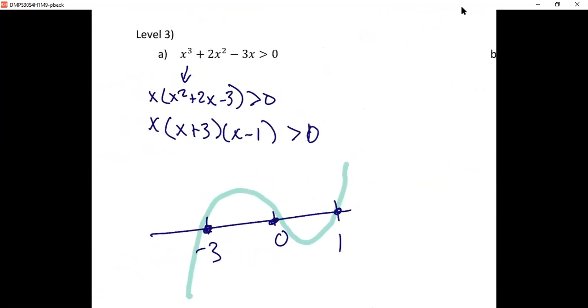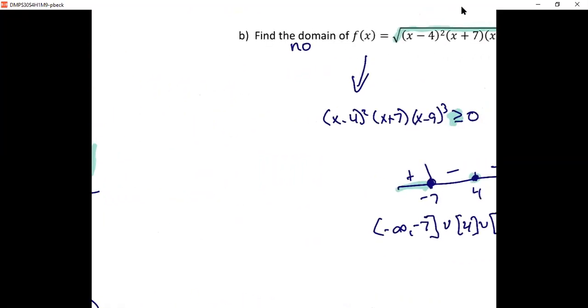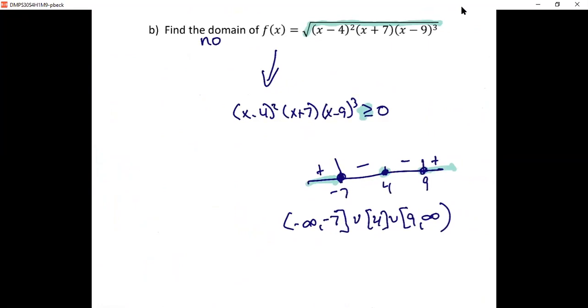With these last two problems, just a little bit higher level, that's where the level 3 comes in. How do you start it? Factor out the x, factor your quadratic, and solve in the exact same manner. And in this one, this is the square root. This is our tie back to chapter 2 when it came to domain. What's underneath the square root has to be 0 or positive. And so we set that up as this inequality and then solve it the exact same way.